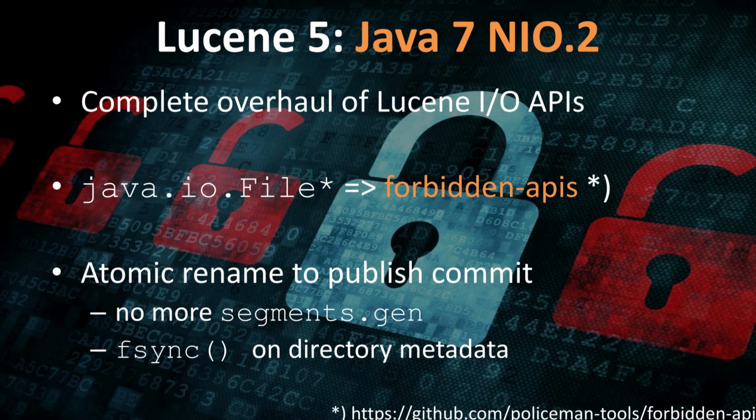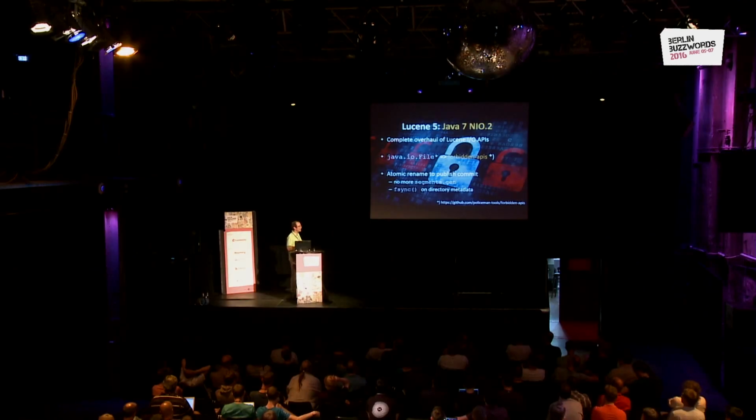So you can make the commit visible immediately. And the second thing we are doing now is we are also doing an fsync on the directory metadata, so that ensures that with Lucene 5, when your machine crashes directly after committing, and maybe the atomic rename was not yet persisted to disk, that you don't lose your data.